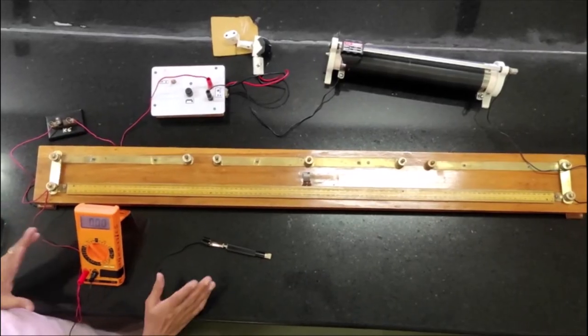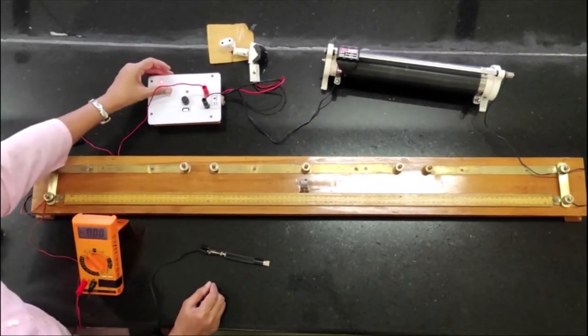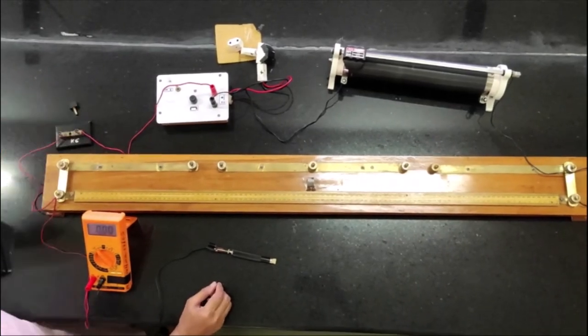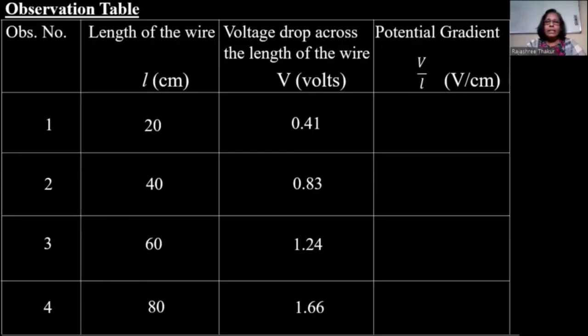Okay. So we have completed this activity. Let us switch off the source and remove the key. Now let us calculate the potential gradient. So we have to find V divided by L. 0.41 divided by 20, what we get is 0.02050, right? 0.83 divided by 40, we get 0.02075.